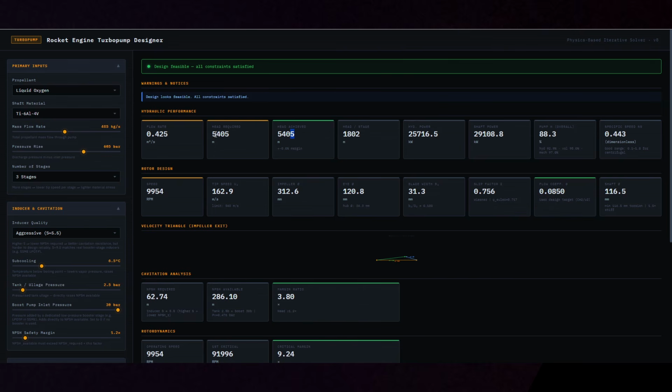But one of the constraints I told it to have so that we could actually calculate things is to set the head required to the head achieved. So it's constraining that so that we don't have to fiddle around with this and figure that out manually.